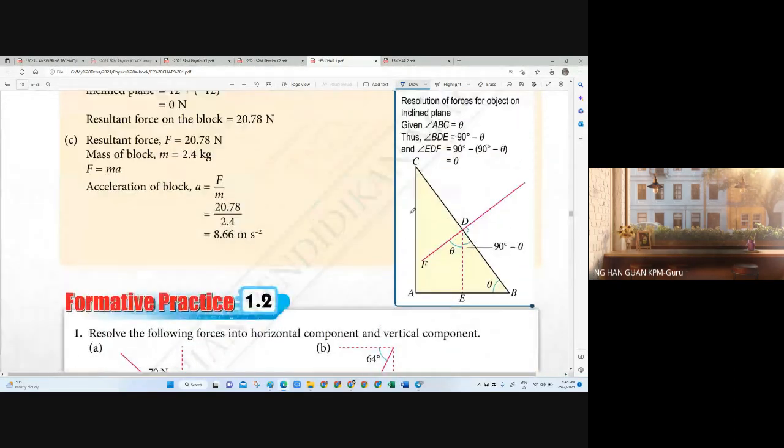Here is the explanation about how we get this theta, and the component of weight in this way is the effect of sin theta.